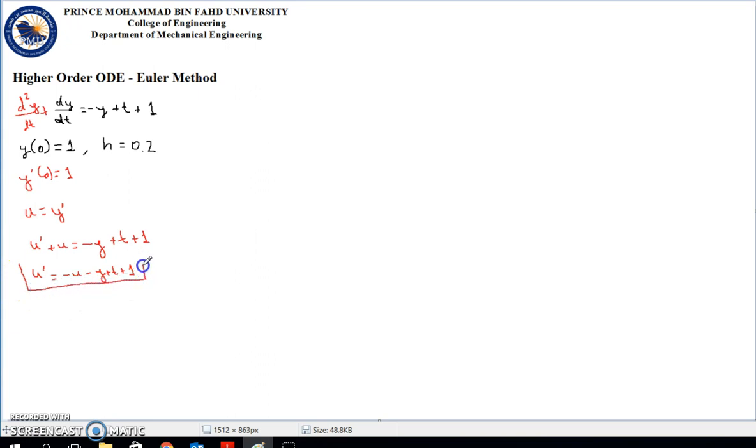Okay, so that's our first ODE. And our second ODE is the one we defined earlier. So let's see if we can solve these two ODEs. So first we need a table with t, our values are 0, 0.2, 0.4, and so on.